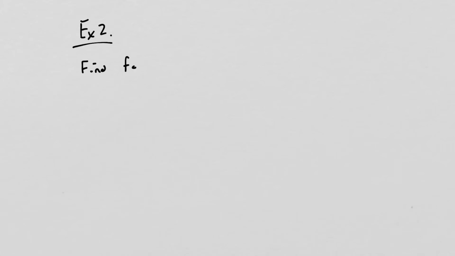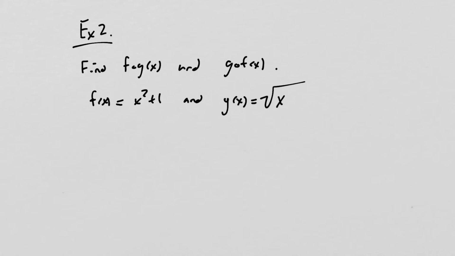Find f composed of g, and also find g composed of f, where we're going to let f of x equal x squared plus 1, and g of x equal the square root of x plus 2. Let's number our problems. F composed of g will be 1, and g composed of f will be part 2.